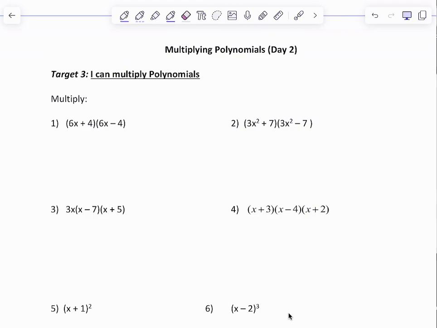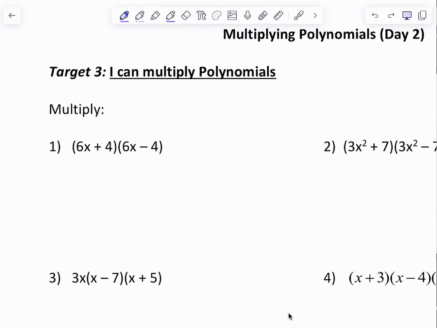Polynomials day 2. In day 1, we said if it's a monomial times a binomial, you would do distributive property. We did binomial times binomial, like number 1, and we did binomial times trinomial. We also did ones that had 3 things multiplied together, like problem number 3 there below. And so we'll just go through these things one at a time.